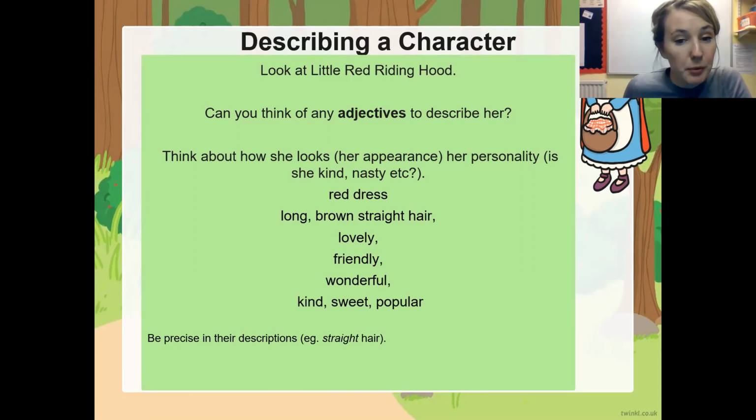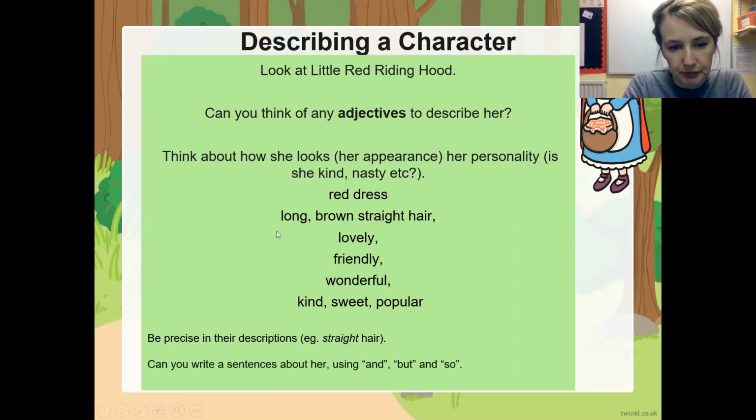Okay, if you need to pause this to write down some of these ideas so you can use them in your independent piece of writing at the end, then go ahead and pause me so that you can write some of these descriptions down. Okay.